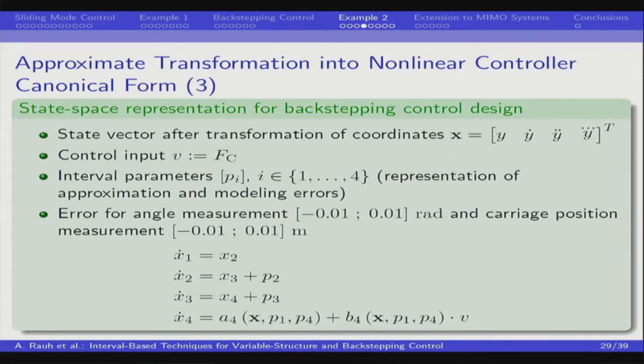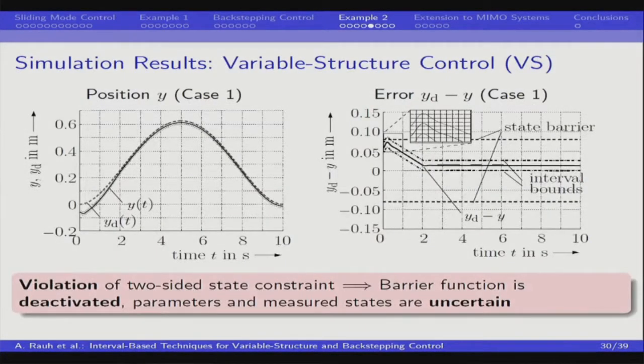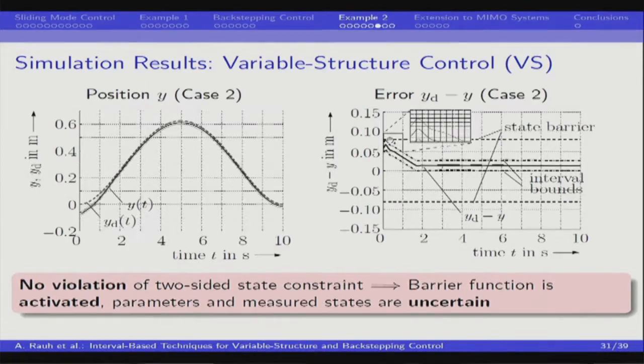Now, let's have a look at the simulation results. If we're using the pure variable structure control strategy, the extension of the sliding mode, what you see is, without activating the barrier-Lyapunov approach, we may violate some upper state constraint. And this can be prevented by activating the corresponding barrier function. When you're zooming in here, you see that the worst case output position is guaranteed to be below the corresponding state barrier. And this holds despite uncertainty in the system parameters and despite uncertainty in the measured states.